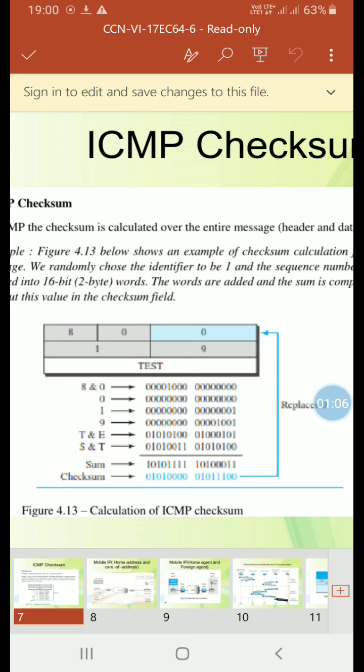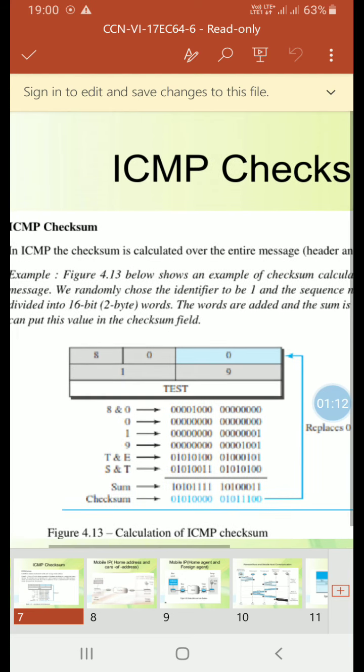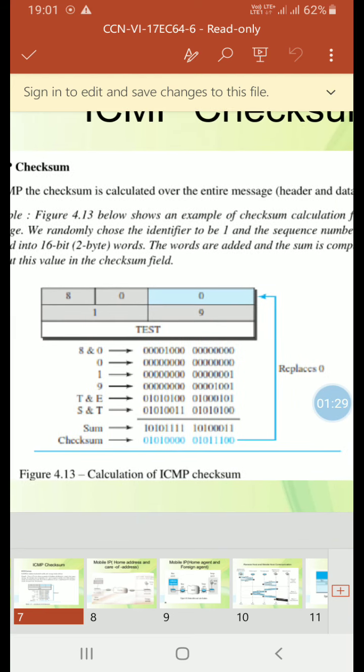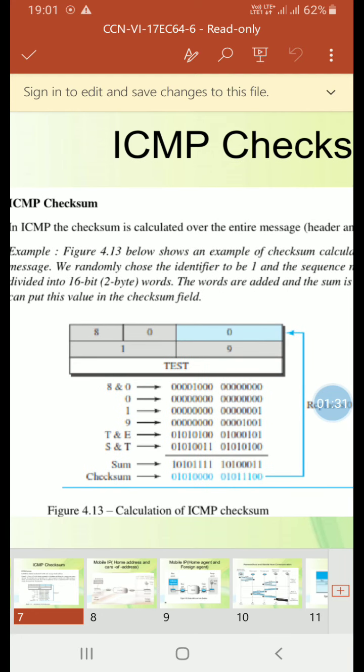So we randomly chose the identifier to be 1 and the sequence number to be 9. So the field values are shown, 1 and 9. The message is divided into 16-bit, 2-byte words. The words are added and the sum is complemented. Then the sender can put this value in the checksum field. Okay, so you can see 8 and 0.